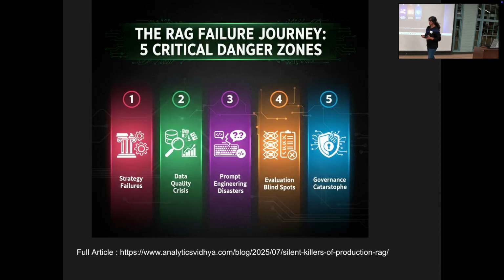Now that we understand why RAG is essential, these are the different pillars in which RAG failure actually happens. At least these are the ones which I saw while working through the projects at Pimco. So: strategy failures, data quality, prompt engineering, evaluation blind spots, and governance catastrophe. If you want to read more about this, I have written a detailed article at the link below, and I think the slides would be delivered to you, so you can definitely take a look at it.